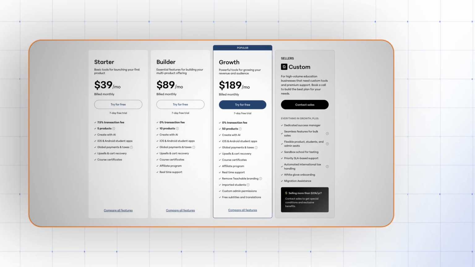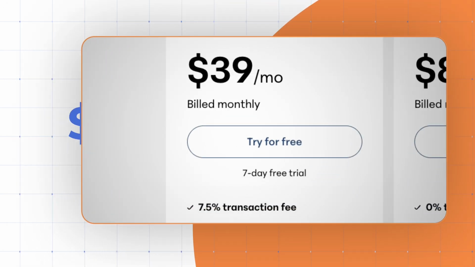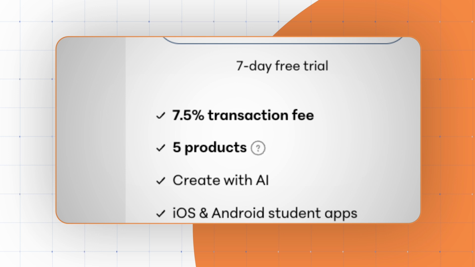So, let's talk about pricing for a moment, because this is where the comparison already starts to get interesting. Teachable's cheapest paid plan is $39 per month. That's $468 per year, and on that starter plan, you're limited to just 5 products, and Teachable takes a 7.5% transaction fee on every sale you make. So if you sell $10,000 worth of courses in your first year, Teachable takes an extra $750 off the top in transaction fees alone. This is in addition to what Stripe takes, on top of the $468 in subscription fees you'd already be paying. That's over $1,200 in your first year on their cheapest plan.